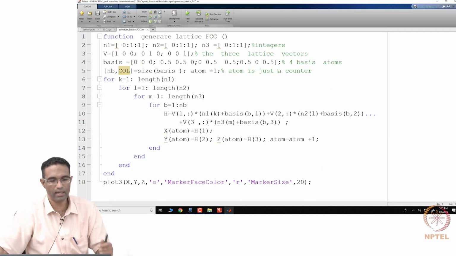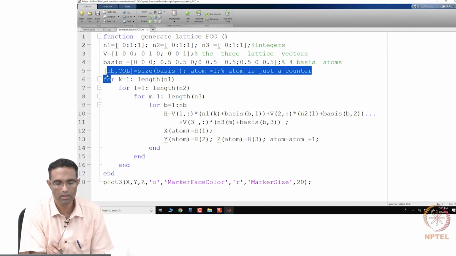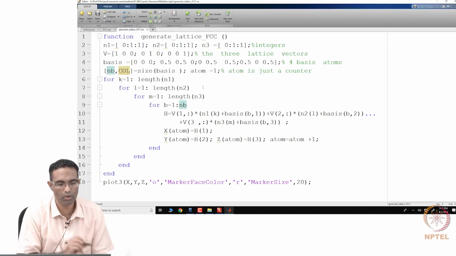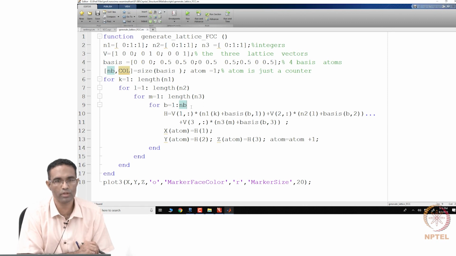It's basically exactly the same code that I showed you in the PowerPoint slide. So you have the 4 basis atoms. NB basically consists of the total number of basis atoms, and you have, in addition to the previous loops N1, N2, N3, which we used for your primitive lattices, one more loop which goes over the total number of basis atoms. So are there any questions on this?